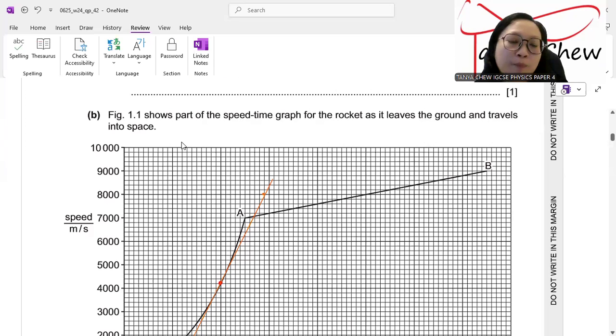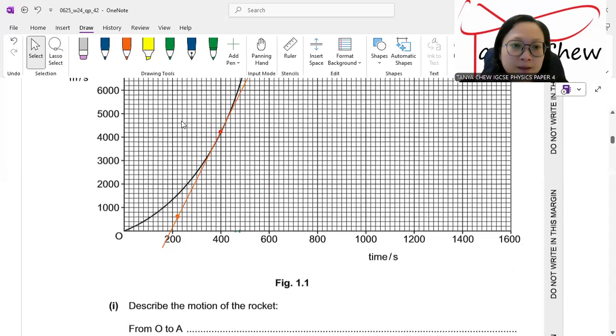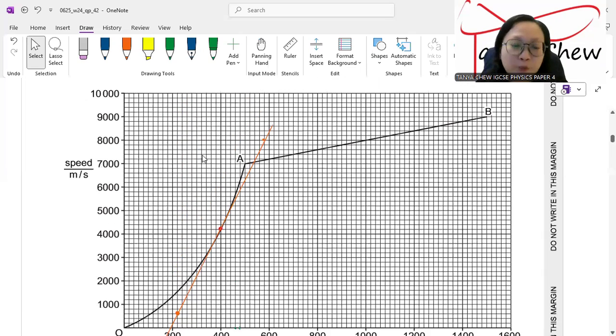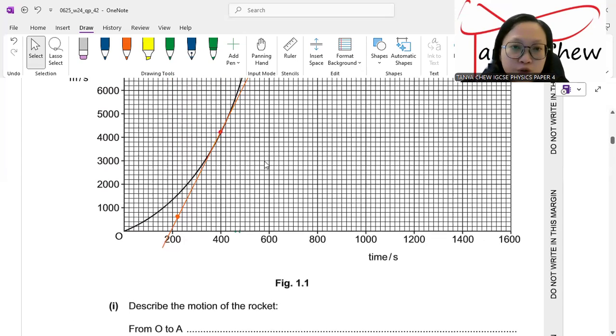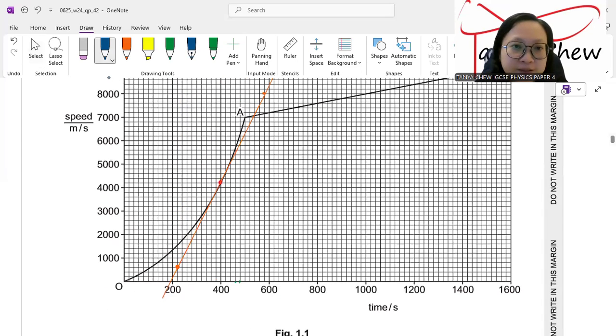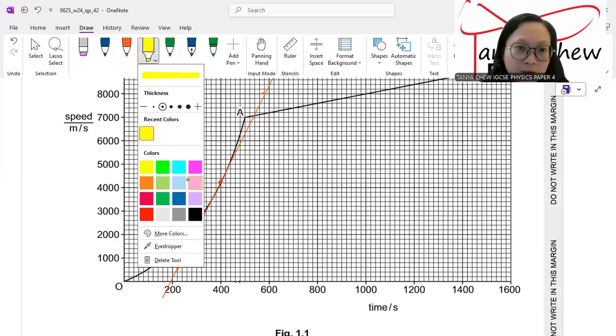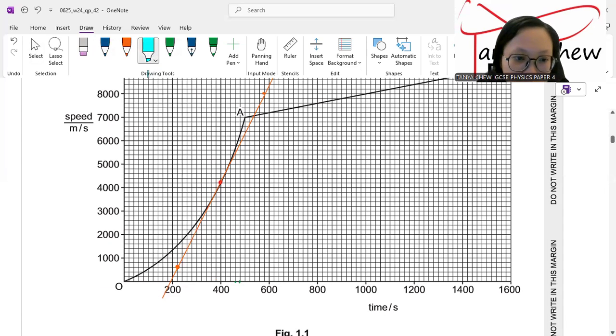B. Fig 1.1 shows part of the speed time graph for the rocket as it leaves the ground and travels into space. This is a graph. The first part, describe the motion of the object from O to A. Now I want you to pay special attention from O to A. Let me use the highlighter to show you. This is O and this is A.